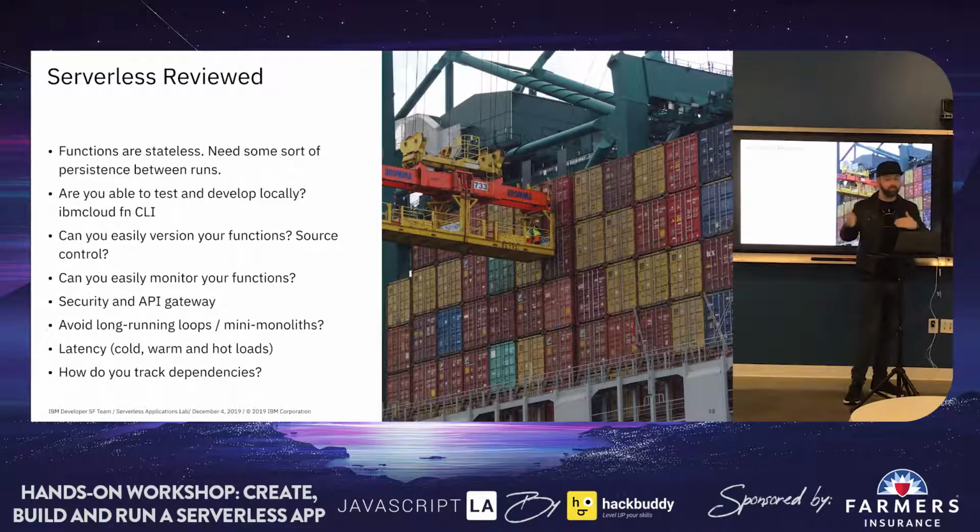When you're building and deploying an application, you want to think about, can you easily version your functions? Do you have source control? Can you monitor your functions? This is stuff that IBM Cloud also provides to enterprise customers or to startups. How do you avoid long-running loops or mini monoliths so that you can still run your application as a collection of serverless functions? How do you deal with cold starts? And then also, how do you track dependencies? So when you're deploying a larger application, these are bullet points that you're going to have to deal with.